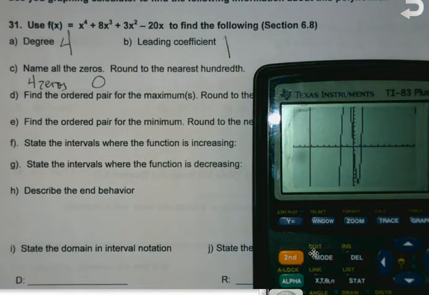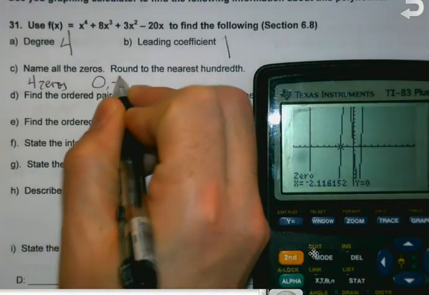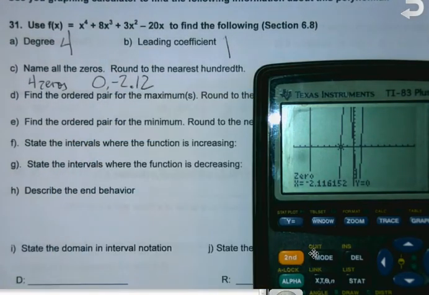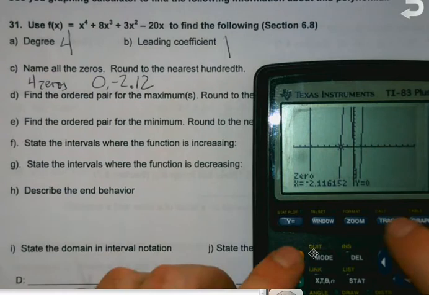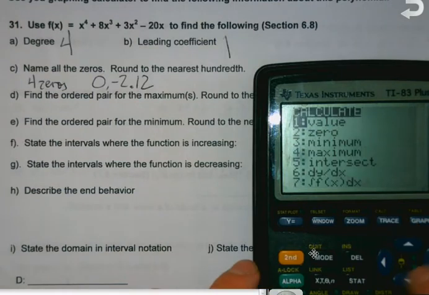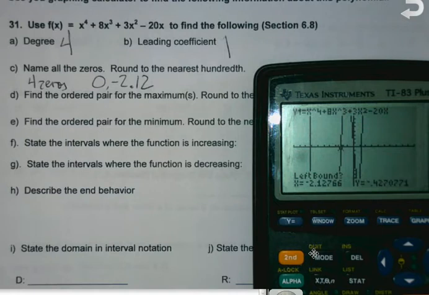So if I do that, my 0, and it asks us to round to the nearest 100, so I have one at negative 2.12. That's one of them. I still have this one on the right and this one on the left to deal with. So we reset here. So second trace, my 0. I'm going to do the one over here next. You're like, why is he avoiding the one to the left? You will see soon.